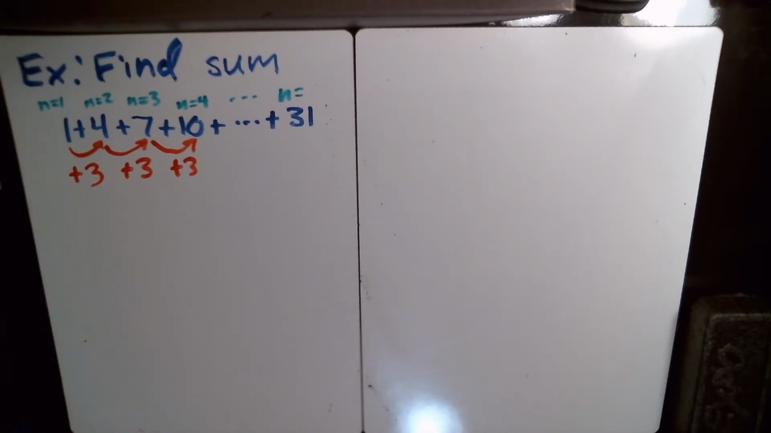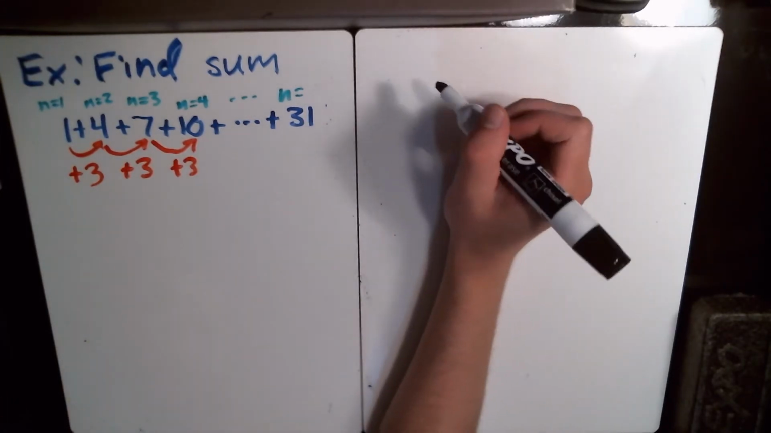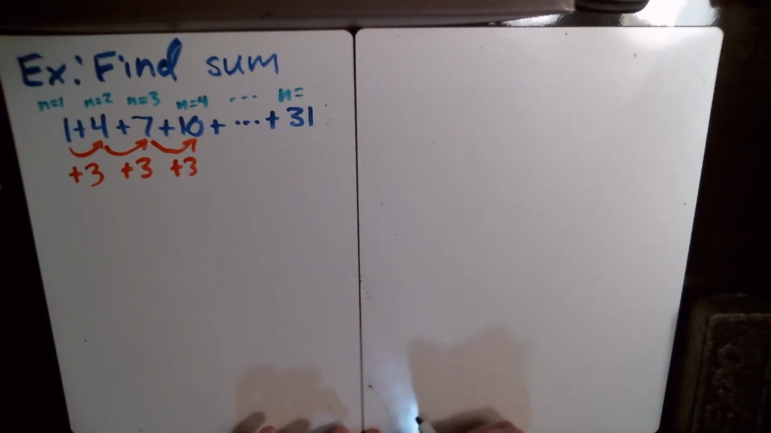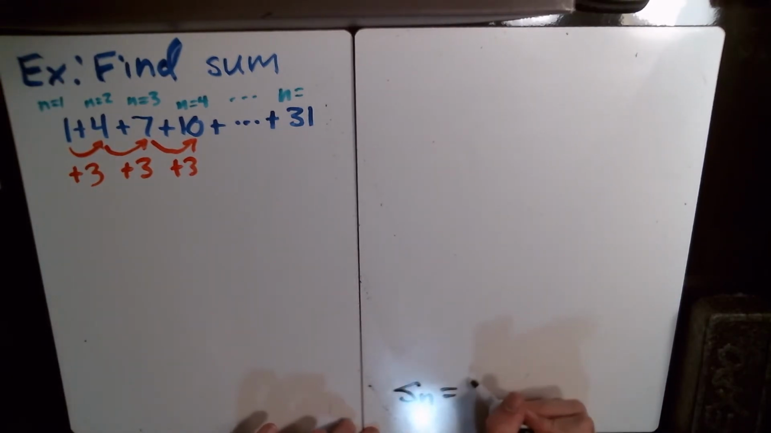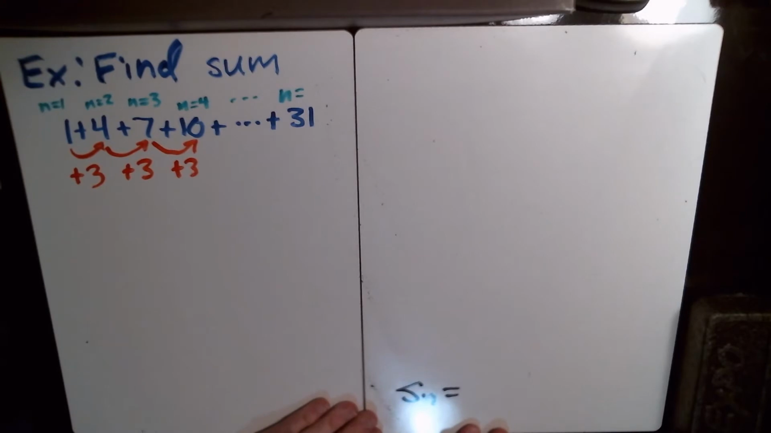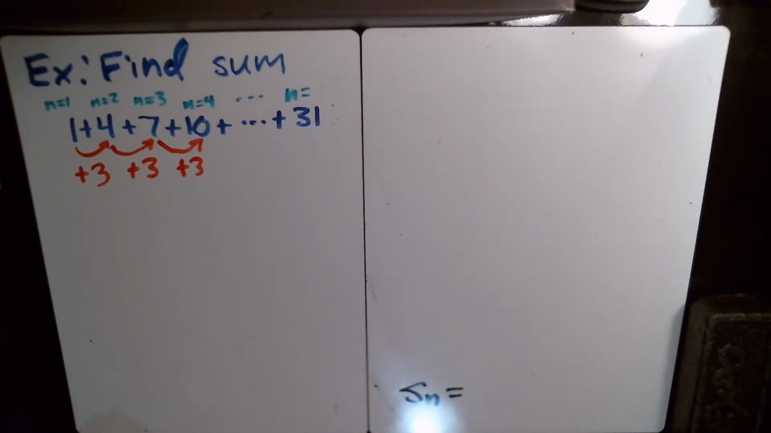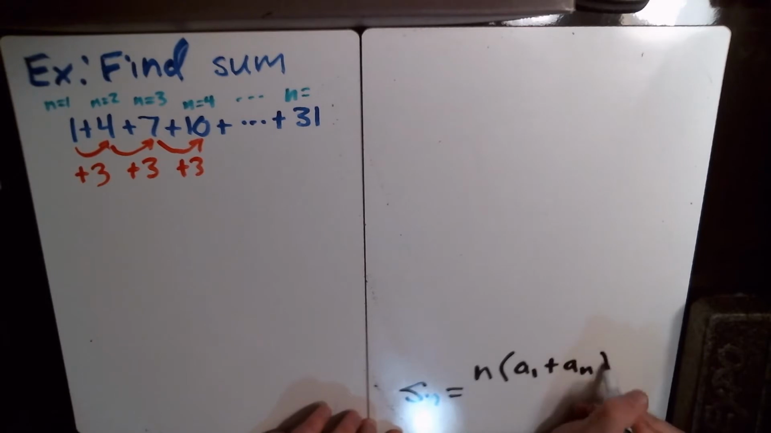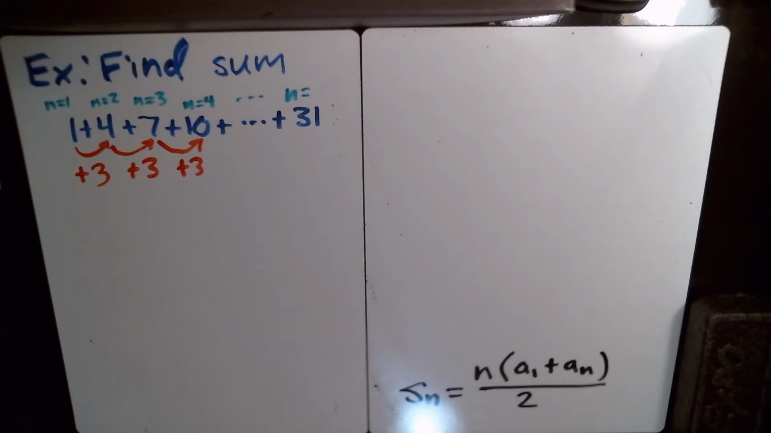If you remember our formula for the partial sum, I'll just write over here, S sub n for an arithmetic sequence. Oh, can you see that? Yeah, there's kind of a glare right there, isn't there? Well, I think you can still see it okay. It is n times the first term plus the nth term, divided by 2. And so we need to figure out what n is in order to be able to use this formula.